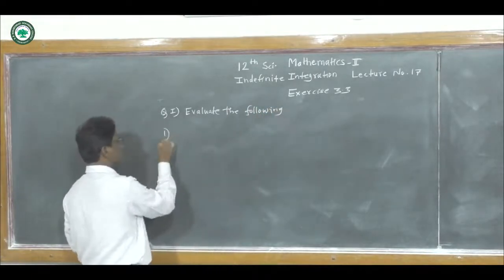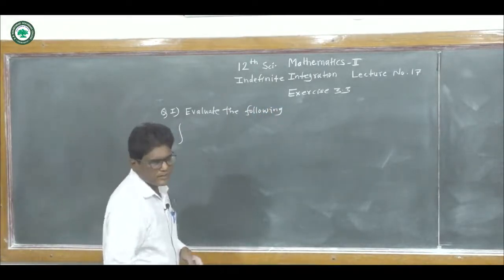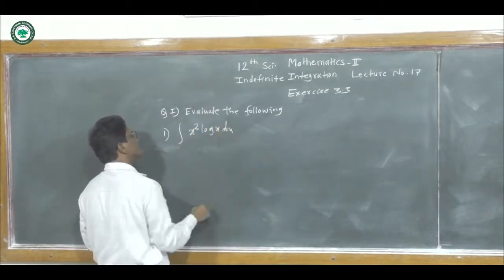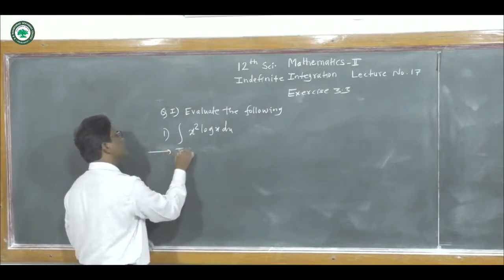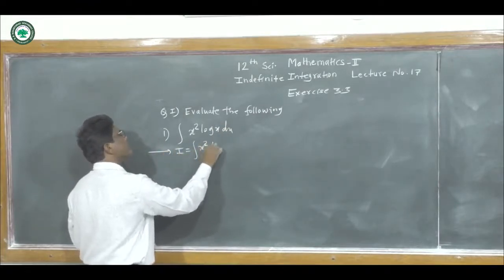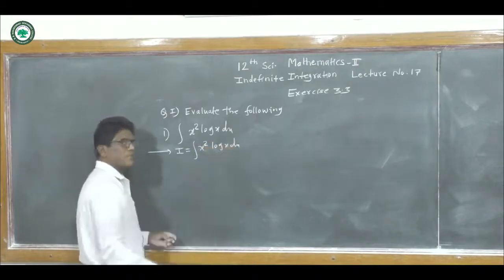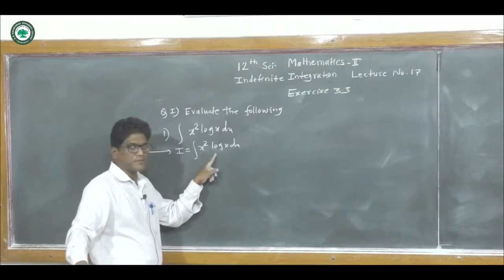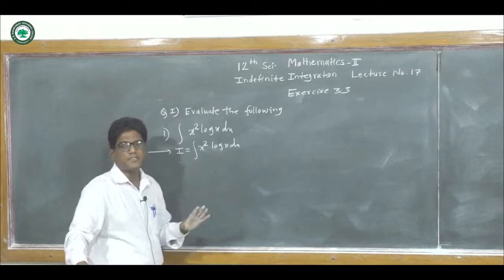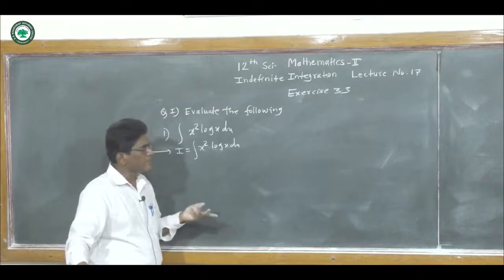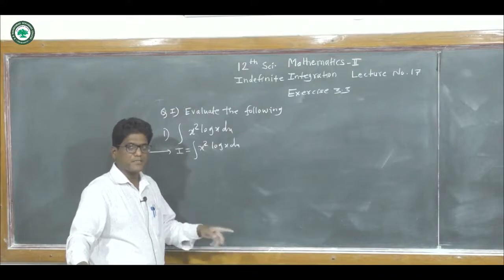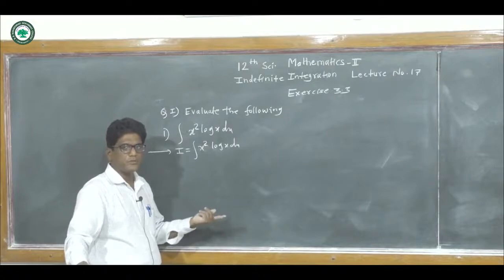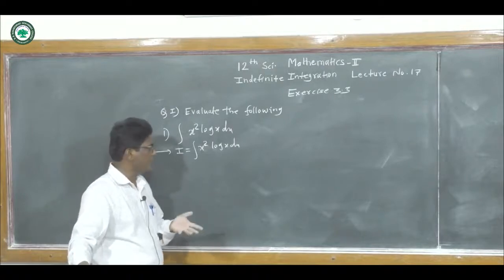And first problem here: integration of x square into log x dx. So firstly call this as I is equal to integration of x square log x dx. Now see here, integration of a product of two functions we take by integration by parts. What is integration by parts? Integration of uv dx is equal to u into integration of v dx minus integration of derivative of u into integration of v with respect to x again.